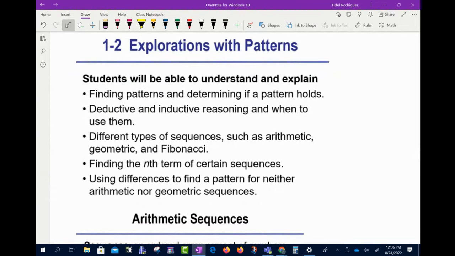And it says students will be able to understand and explain finding patterns and determining if a pattern holds, deductive and inductive reasoning and when to use them, different types of sequences such as the arithmetic sequence, the geometric sequence. We're actually not going to do the Fibonacci one today, y'all. We're going to hold off on that one. We are going to figure out how to find the nth term of certain sequences and using the differences to find a pattern for neither arithmetic or geometric, okay?